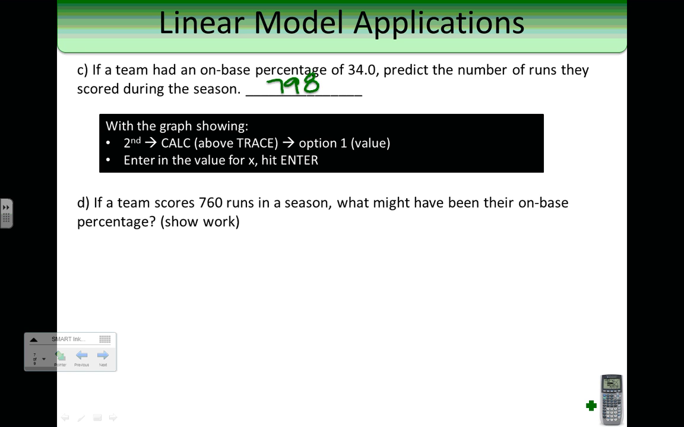So what if we're told how many runs they do score in a season? What might have been their on-base percentage? Now we're going the other way. We're told how many runs they have. That was our y value. So we need to figure out the on-base percentage, which is our x value. So we plug in 760 for y into our equation and solve for x.